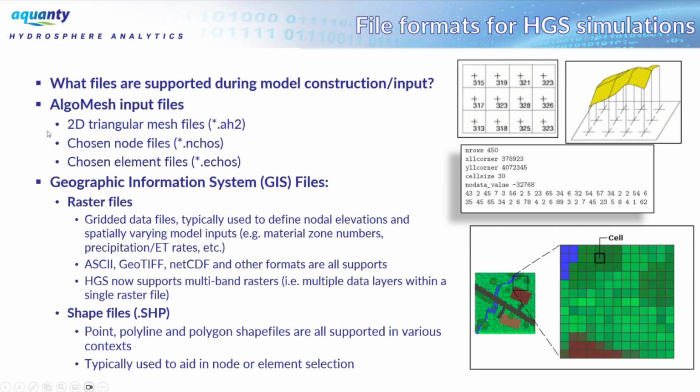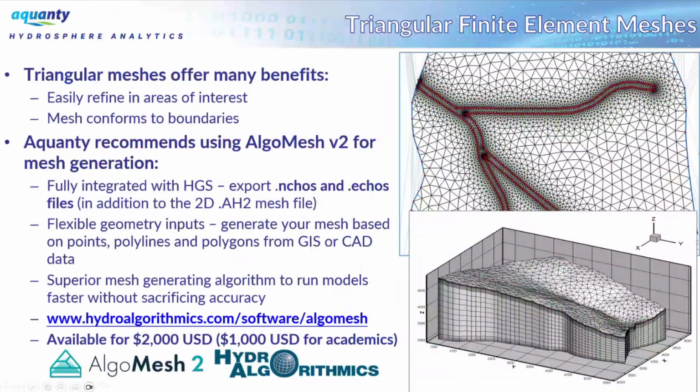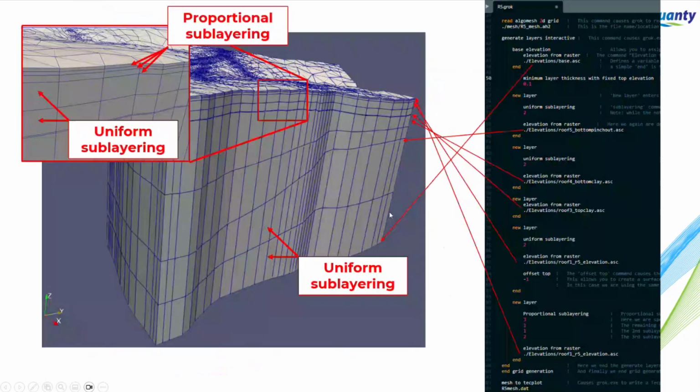AlgoMesh also allows you to use chosen nodes or chosen elements files, and these are based on the model mesh that you've defined, for certain nodes that are basically baked into the structure of the mesh itself. If we go back up here in AlgoMesh, I can select individual nodes and then save those for reference later in my grok file. Generally, though, it would be preferable to use shapefiles.